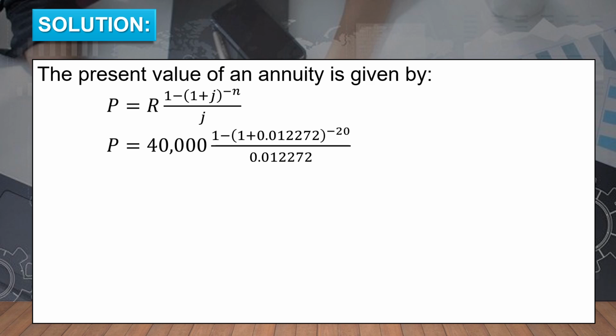Substituting the given, we have present value is equal to 40,000 pesos times 1 minus the quantity 1 plus 0.012272 quantity raised to negative 20. So n is equal to 20, that is 5 times 4, divided by J, which is 0.012272. Now using your calculator, first input the given on the denominator, then divide it to this value. Then we can come up with the present value, which is 705,572 pesos and 72 cents.